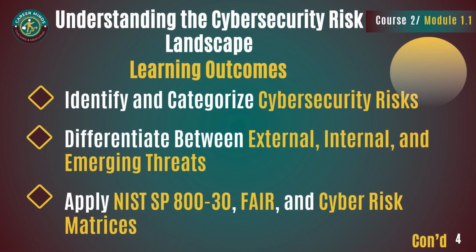By the end of this module, you will have learned the following items. Number 1, how to identify and categorize cybersecurity risks across various industries and operational areas. Number 2, the difference between external, internal, and emerging cyber threats, including real-world examples like APTs, which is Advanced Persistent Threats, and AI-driven ransomware. Number 3, how to apply risk assessment models like NIST SP 800-30, the FAIR model, and cyber risk matrices to evaluate threat likelihood and impact.